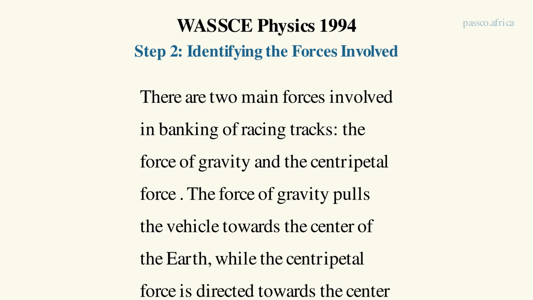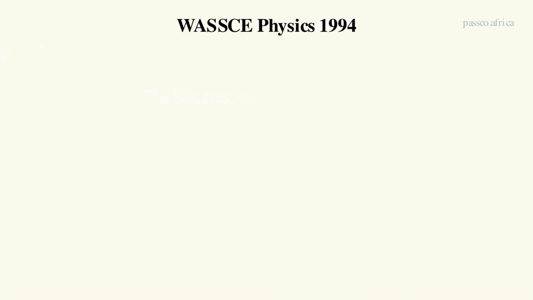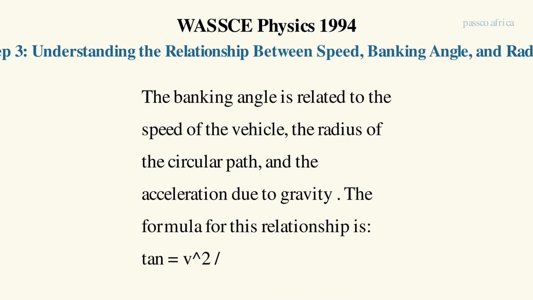Step 3. Understanding the relationship between speed, banking angle, and radius. The banking angle is related to the speed of the vehicle, the radius of the circular path, and the acceleration due to gravity. The formula for this relationship is tan θ equals v squared over rg.